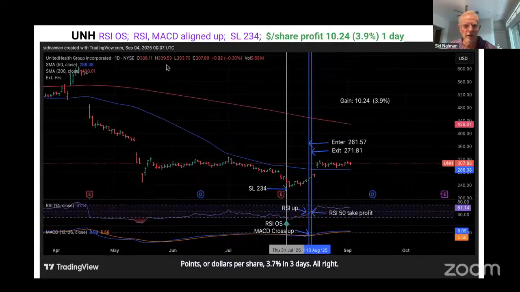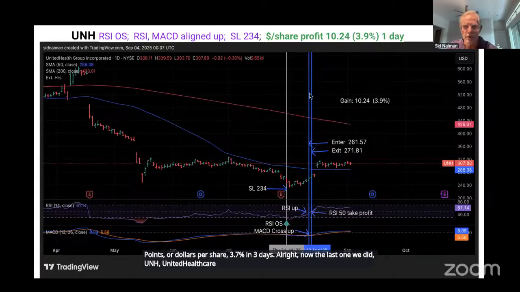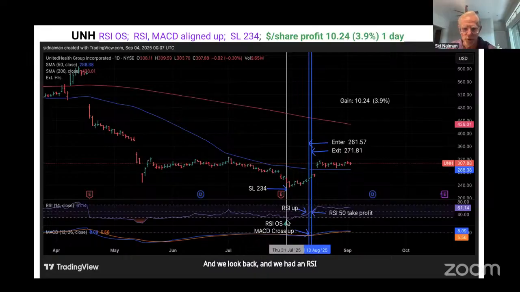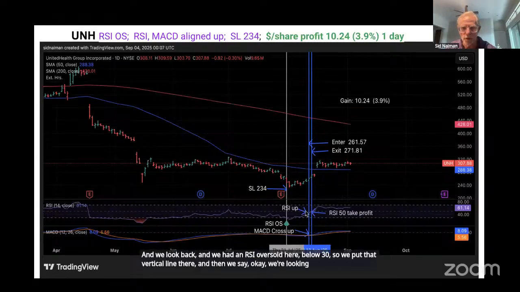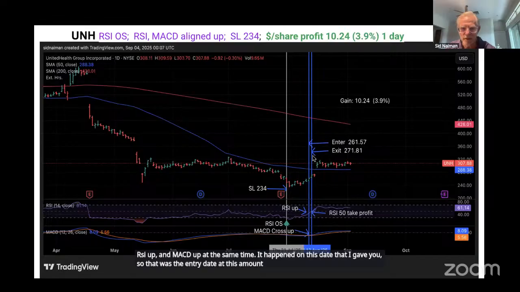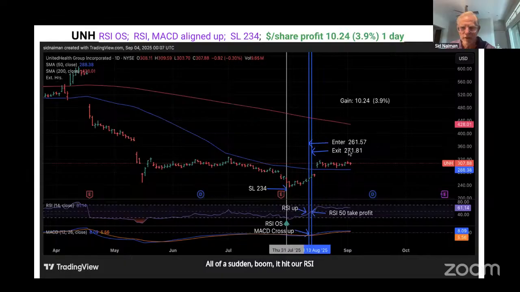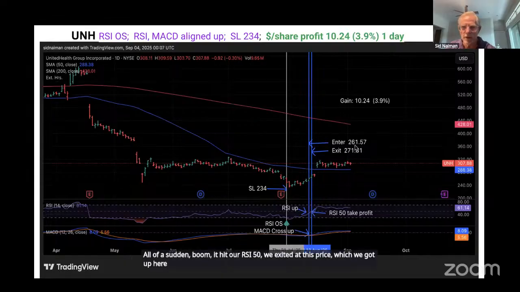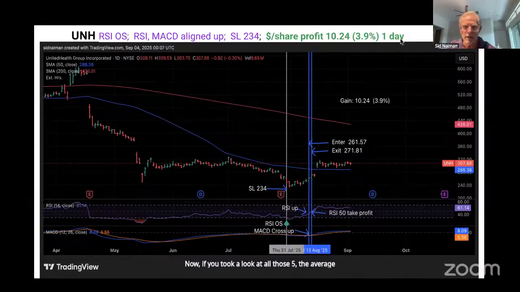Now, the last one we did, UNH, United Healthcare. Here was the date I gave you, and we look back and we had an RSI oversold here below 30. So we put that vertical line there, and then we say, okay, we were looking for RSI up and MACD up at the same time. It happened on this date that I gave you. So that was the entry date at this amount. We exited 1 day later. All of a sudden, boom, it hit our RSI 50. We exited at this price, which we got up here. So entry, exit, the gain 10.24, 3.9% in 1 day. Now, if you took a look at all those five, the average days was about 5 days on all those trades.